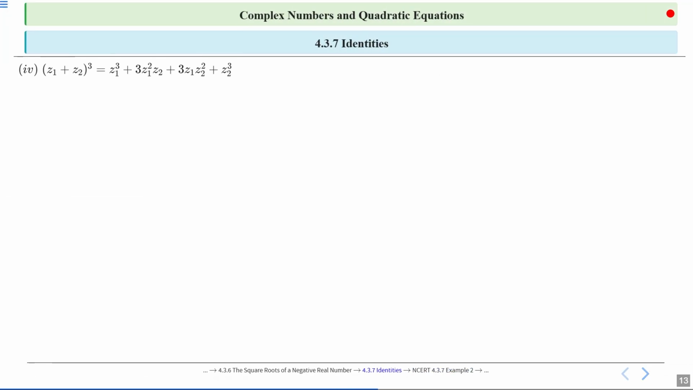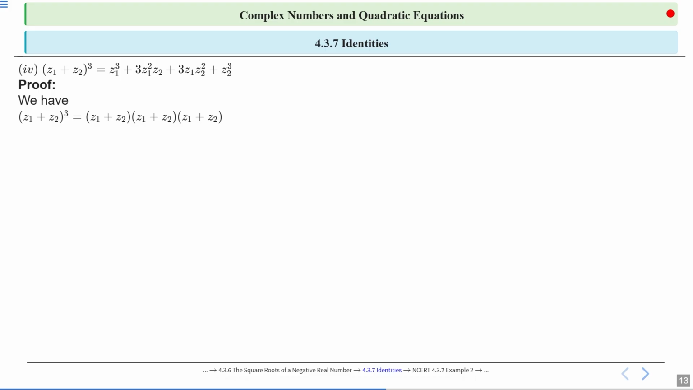Now let's look at property 4. So let's begin the proof of this formula. We will break down the expansion first. So we have (z1 + z2)³. This equals (z1 + z2)(z1 + z2)(z1 + z2).